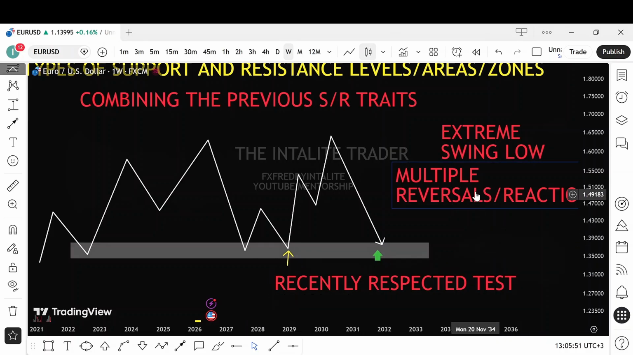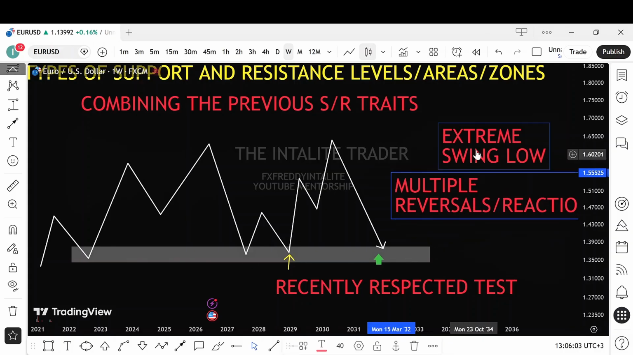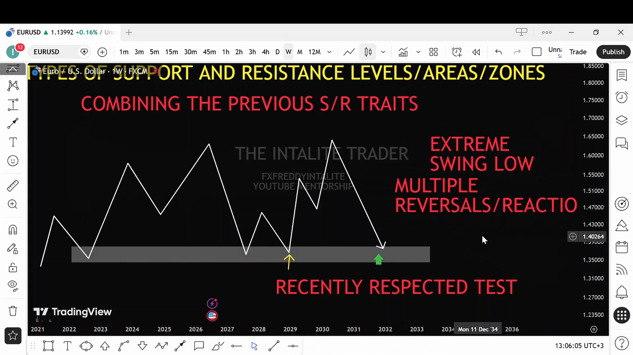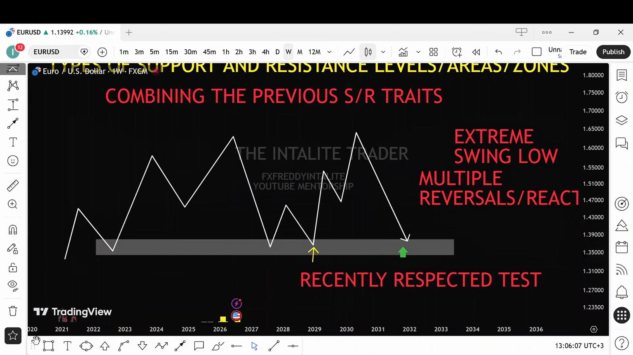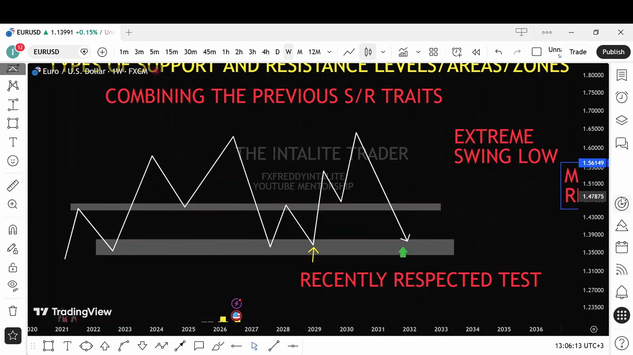So once you have at least these three qualities or traits, it tells you that this level is likely to hold, and then you can rely on the level. It is reliable.